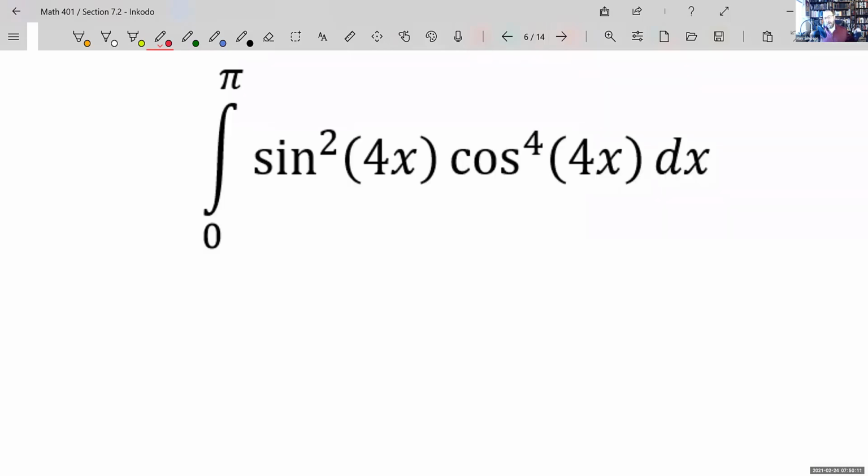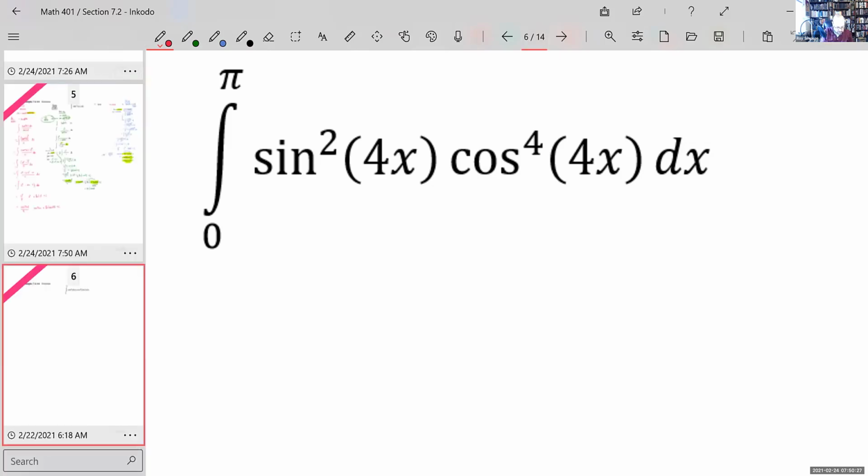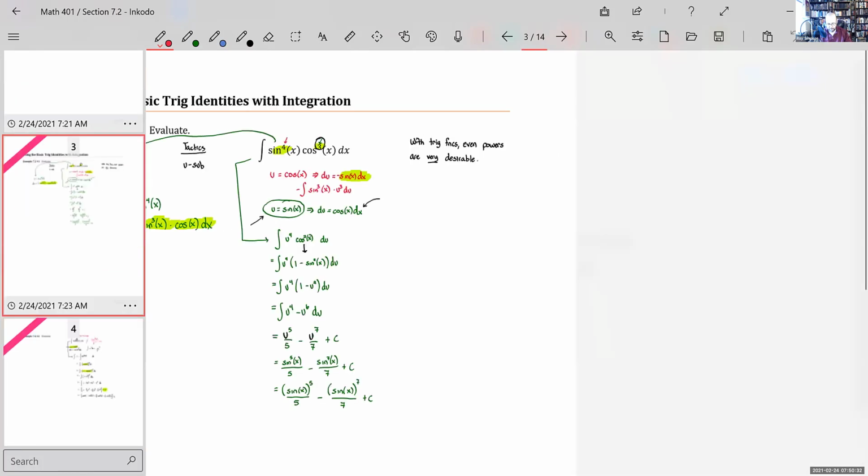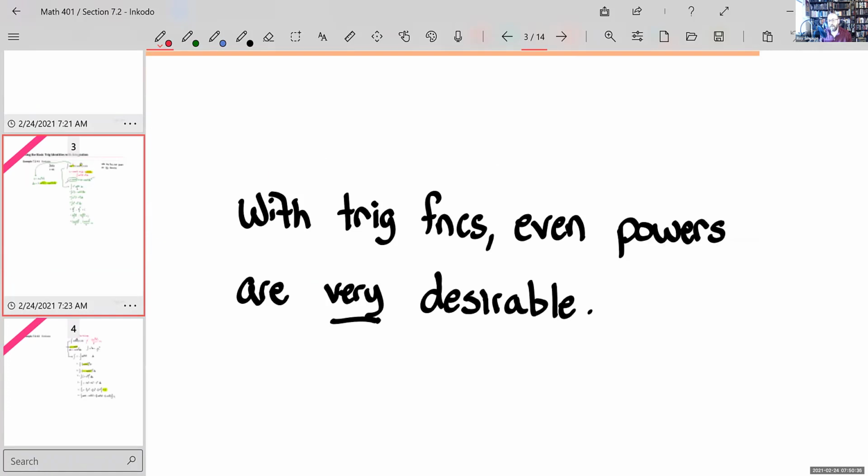So here is a weird case. The integral from 0 to pi of sine squared of 4x cosine to the fourth of 4x. Now remember what I had stated a few pages ago, right here. With trig functions, even powers are very desirable. You would like to make some type of u substitution to force even powers.